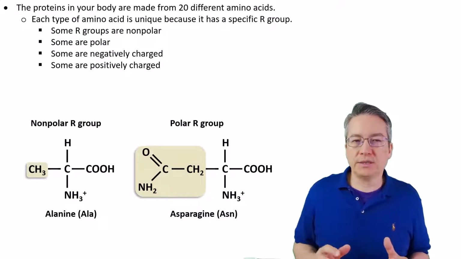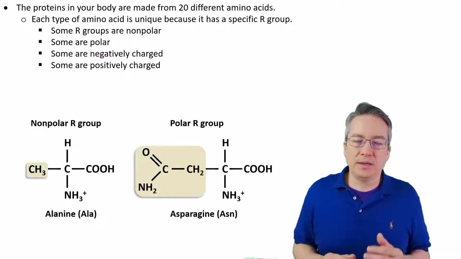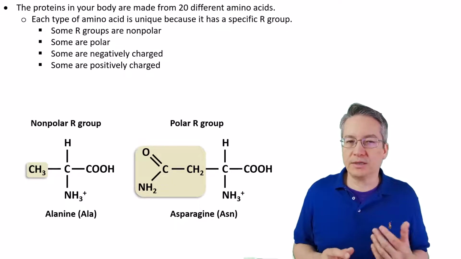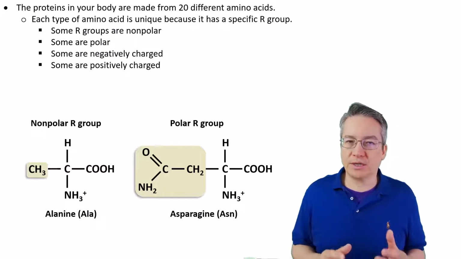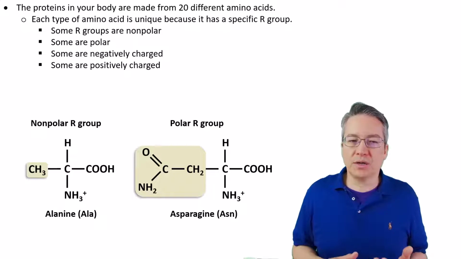So proteins in your body are made from 20 different amino acids. Each type of amino acid is unique because it has a specific side chain or R group. Some of these R groups are nonpolar, and an example of that is shown here. We have alanine, which has its side chain or R group being CH3.